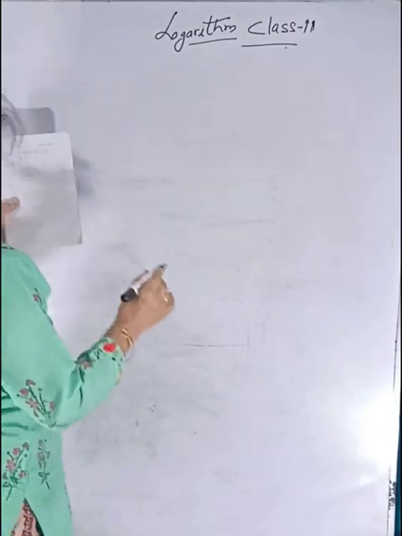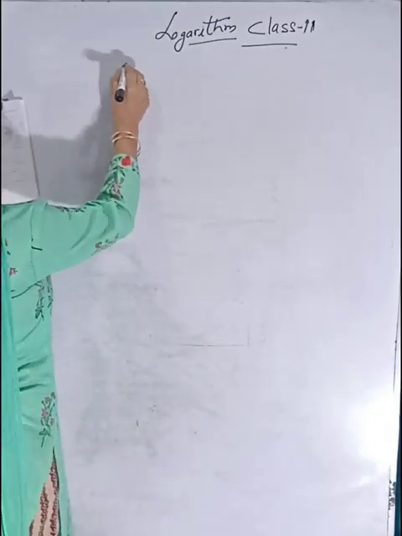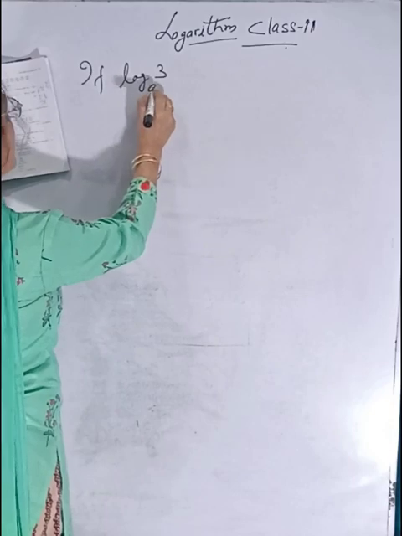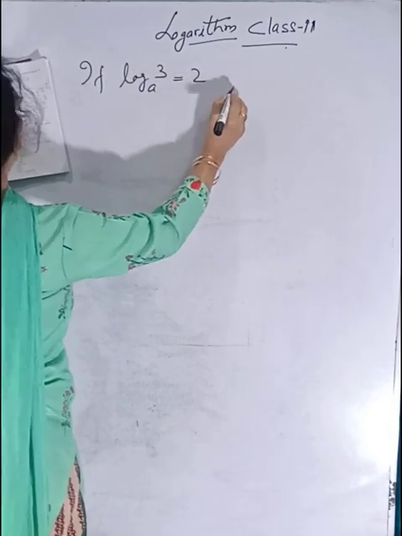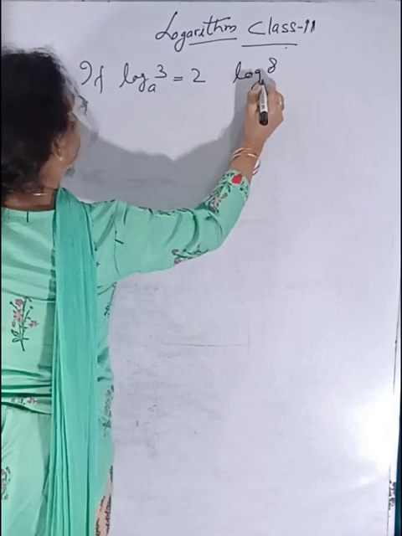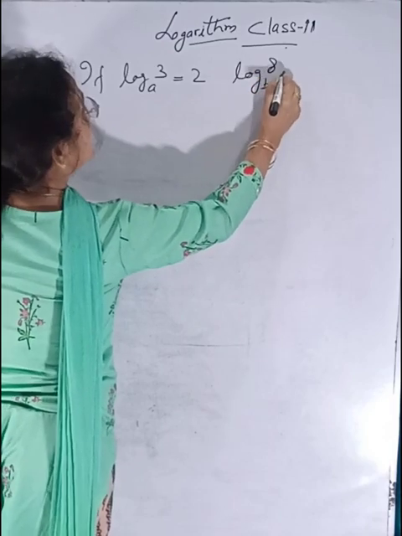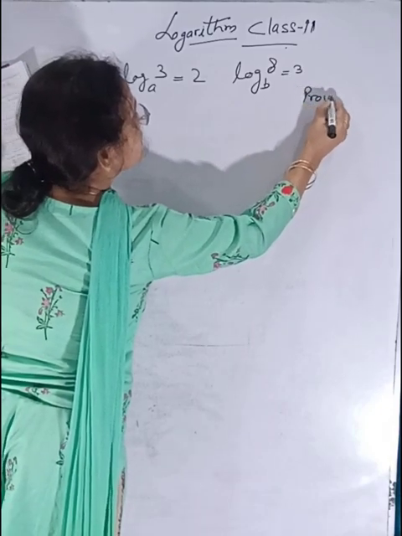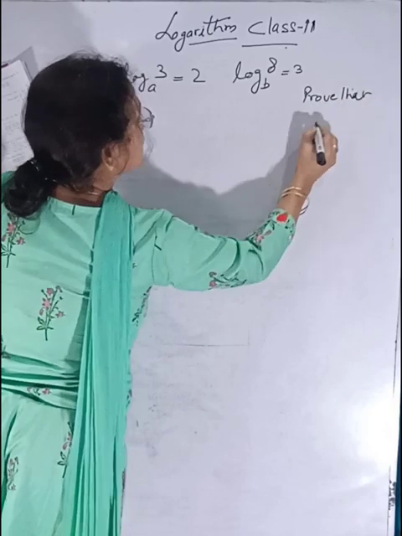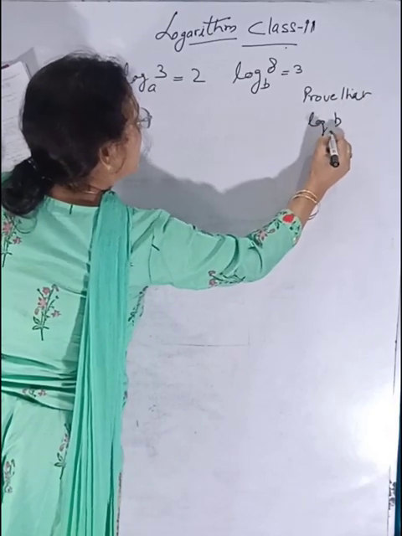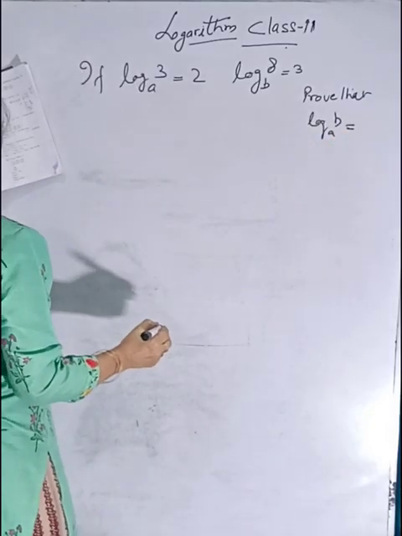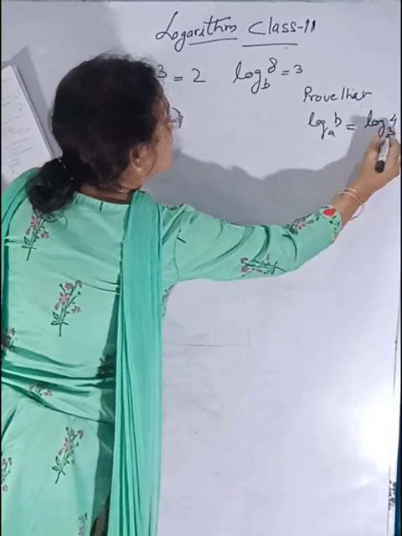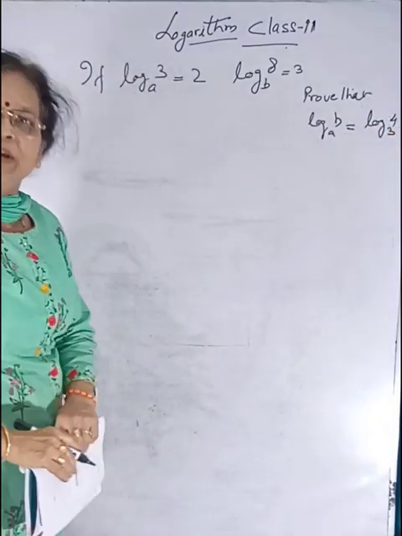जो भी है उनके लिए एक क्वेश्चन है, बड़ा इंटरेस्टिंग क्वेश्चन है. क्वेश्चन ये है, if log of 3 with the base a is given to us 2 and log of 8 with the base b is equal to 3, prove that log of b with the base a will be equal to log of 4 with the base 3. Question is on the basis of base change formula.